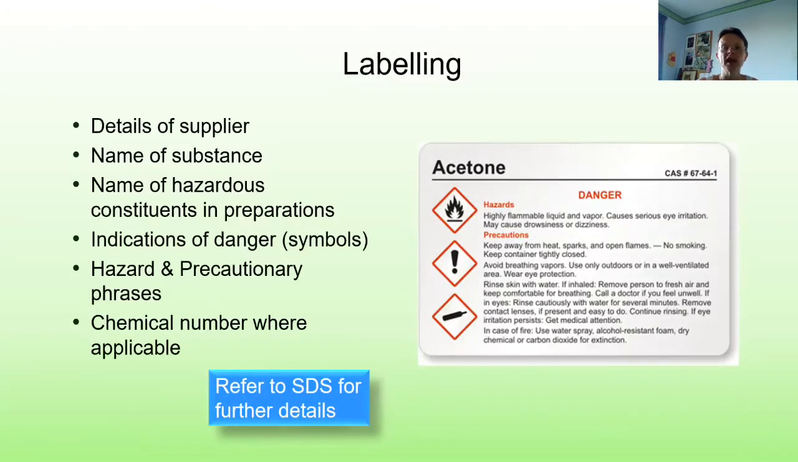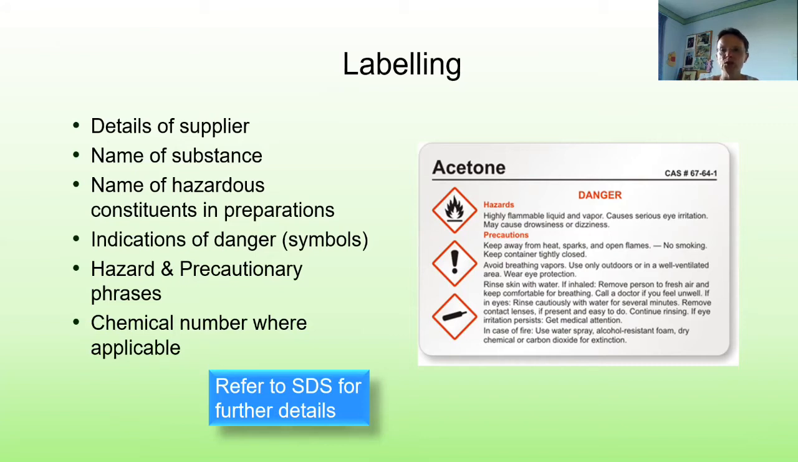So you'll see on the label, usually on the chemical label, details of the supplier, the name of the substance. So here we've got acetone, any hazardous constituent parts. So if it contains benzene or lead or something like that, your indications of danger. So here you can see you've got the exclamation mark, which means warning. We've got the compressed gas one, and we've got the flammable symbol.